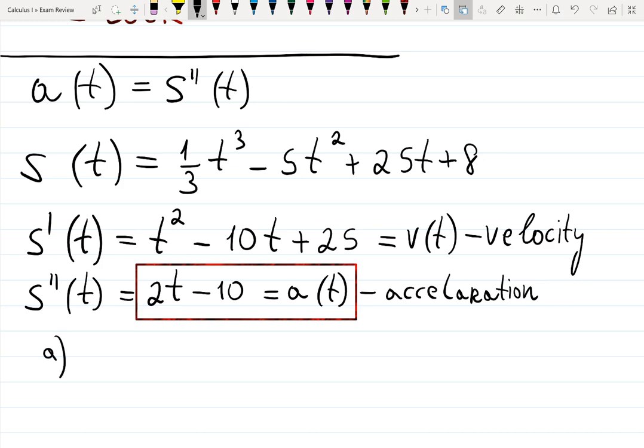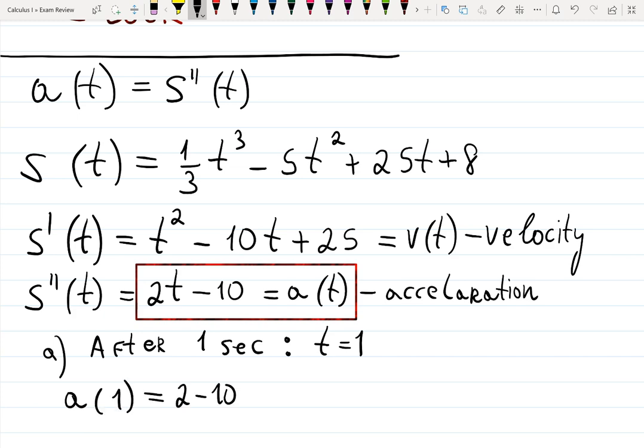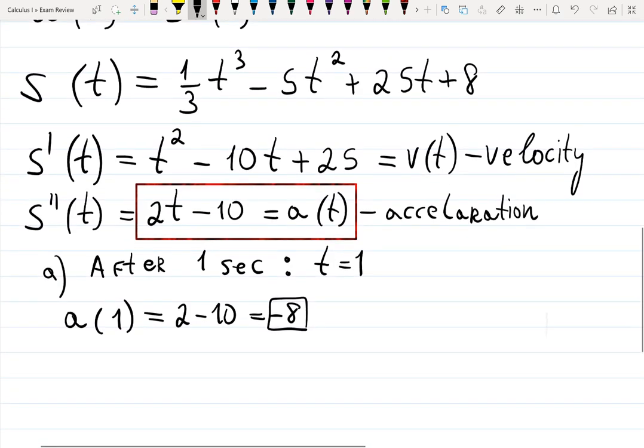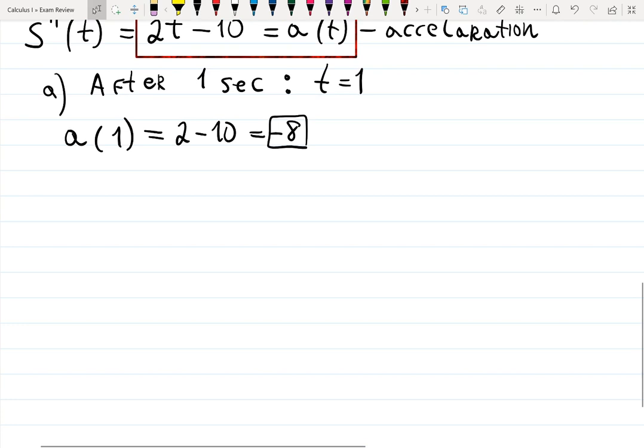(A) They ask you to find acceleration after t equals 1 second. What does it mean? That means we just need to substitute t equals 1. So a of 1 is 2 minus 10 equals negative 8. What does it mean to have negative acceleration? It means the velocity or the speed slows down.